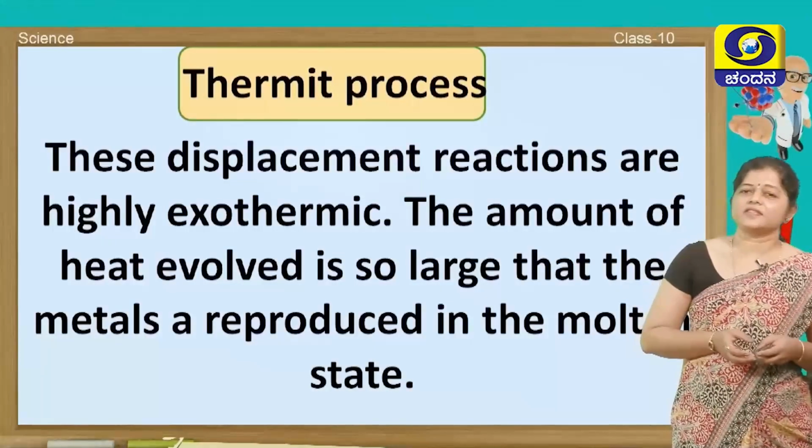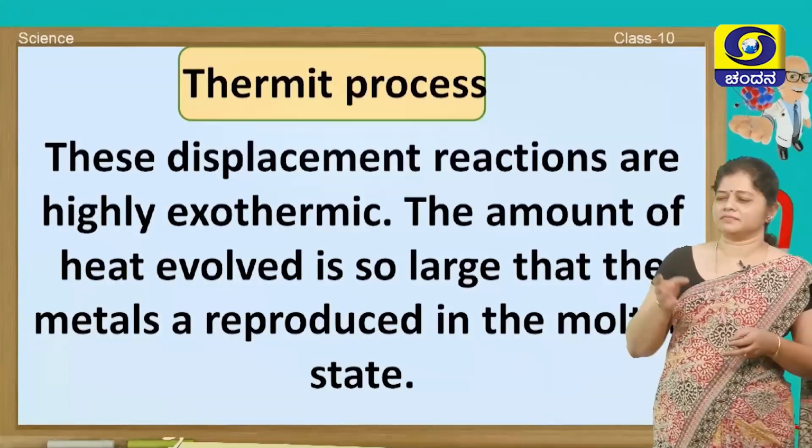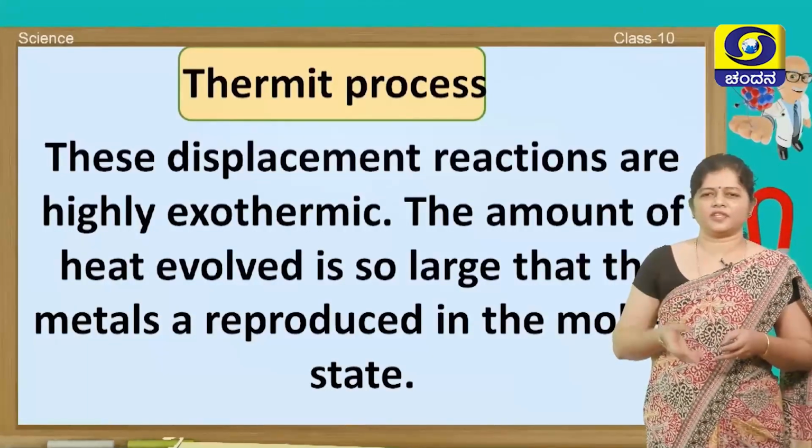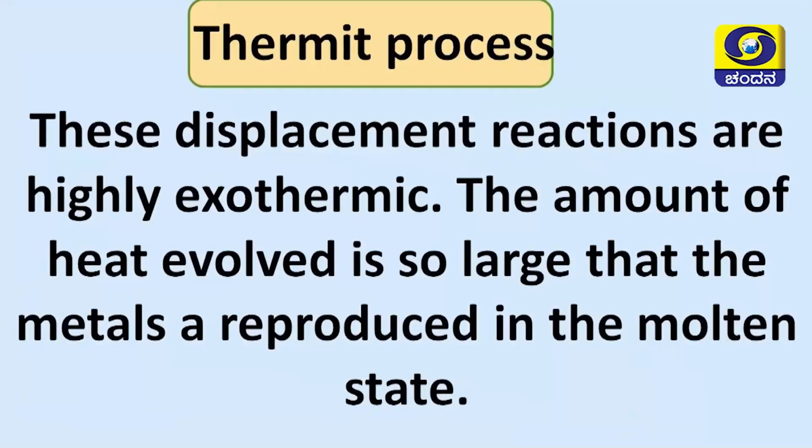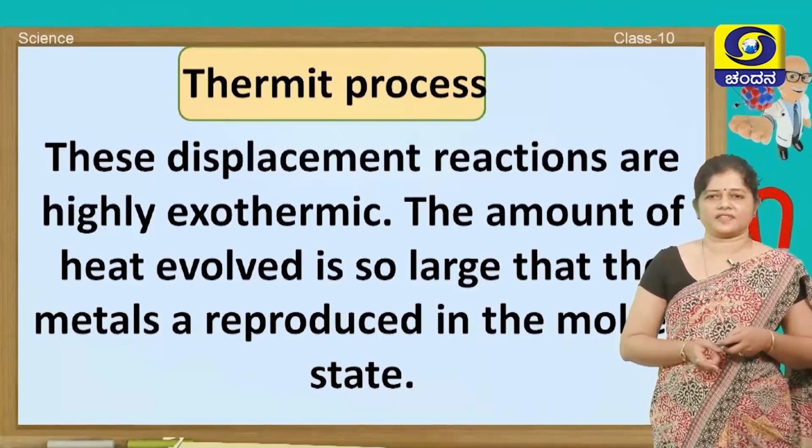So, this displacement reaction is very exothermic, it is highly exothermic. The amount of heat evolved is so large that the metals are produced in the molten state. During this process, such a huge amount of heat is liberated that you can get the metals in the molten state. So, this process is called the thermit process.